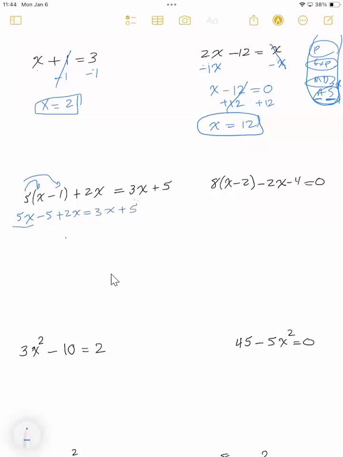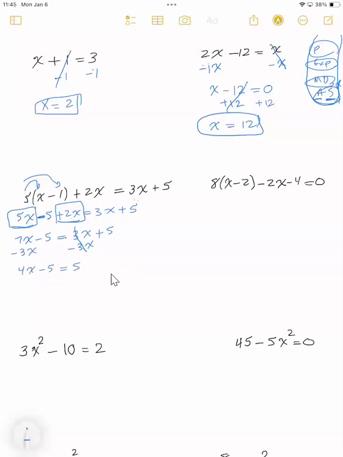I combine like terms. I have 5x and 2x. This negative belongs to 5. 5x, positive 2x. 5x over here, 2x over here. I have 7x minus 5. I subtract 3x from both sides. I get 7 minus 3 is 4x.